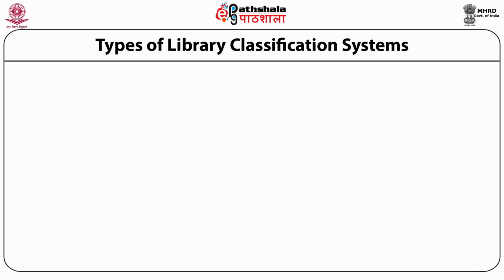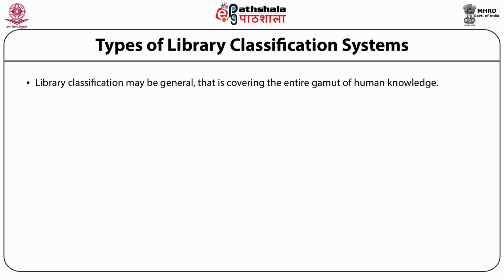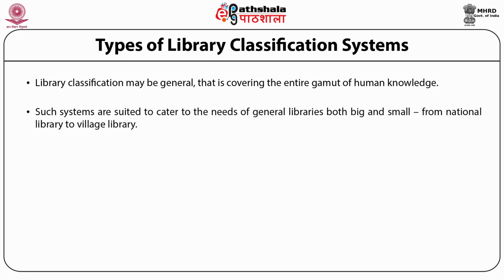Types of library classification systems. Classifications can be typed or classified themselves in various ways. Library classification may be general, that is covering the entire gamut of human knowledge. That is universal, covering all the subjects in all the languages and all over the world. Such systems are suited to cater to the needs of general libraries, both big and small, from the national library to the village library, where they have all sorts of books. Academic libraries also use such general systems.